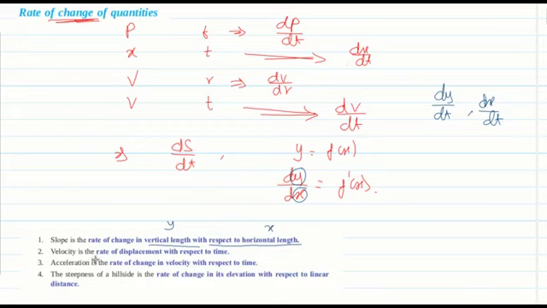The velocity is the rate of change of the displacement with respect to time. Children, we say that the distance is changing, that is what the velocity is, the rate of change of the distance with respect to time. Then acceleration: the rate of change of the velocity with respect to time is called the acceleration. The steepness of a hillside is the rate of change in its elevation with respect to the linear distance. So, children, these are the examples for rate of change of quantities.